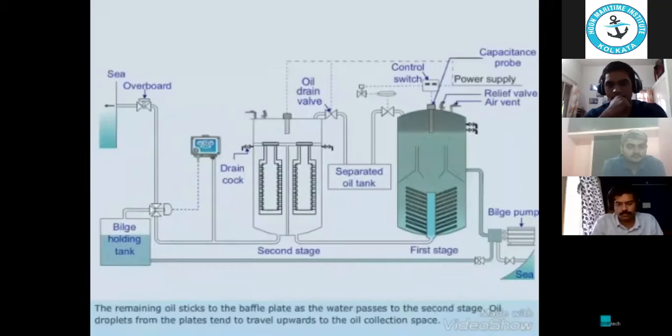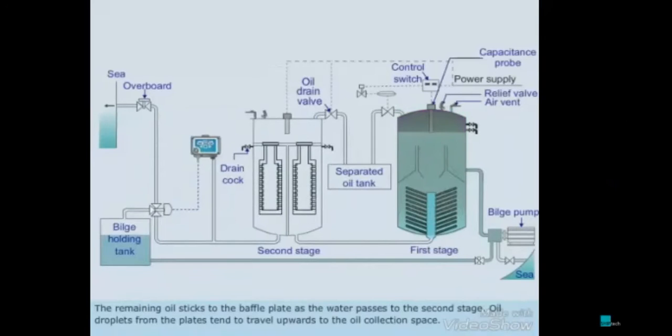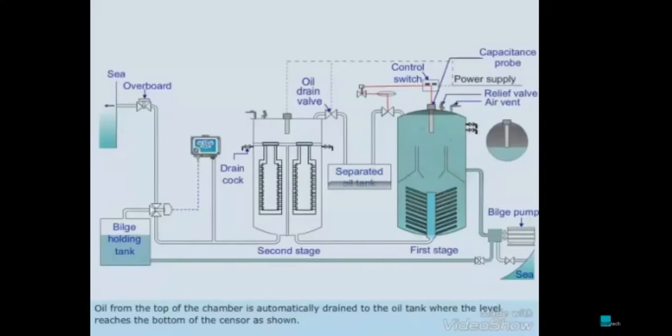The remaining oil sticks to the baffle plates as the water passes to the second stage. Oil droplets from the plates tend to travel upwards to the oil collection space. Oil from the top of the chamber is automatically drained to the oil tank, where the level reaches the bottom of the sensor as shown.